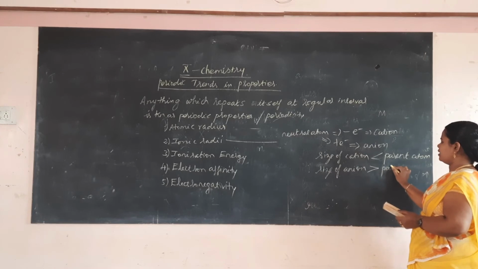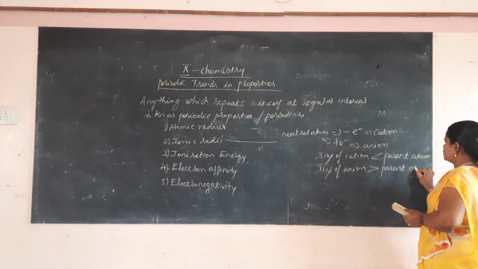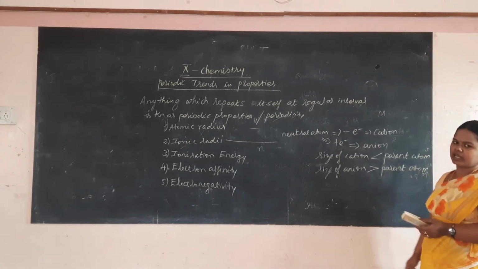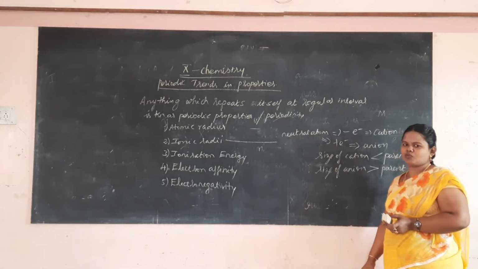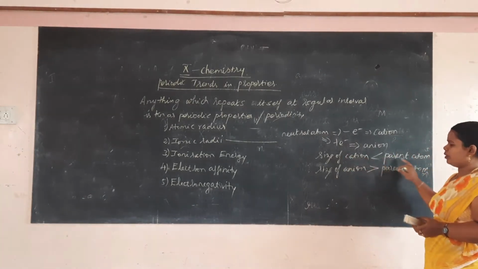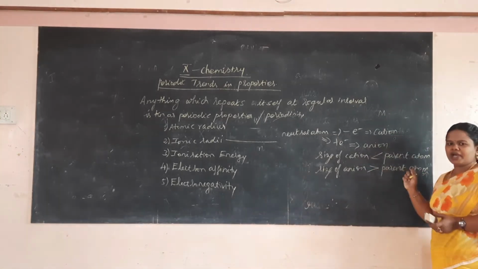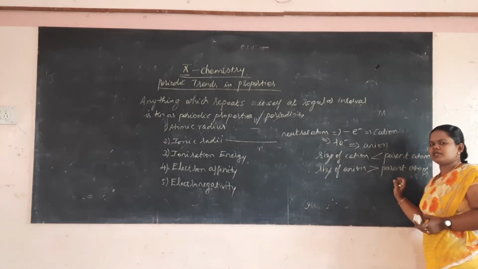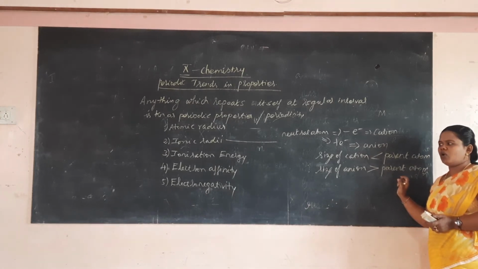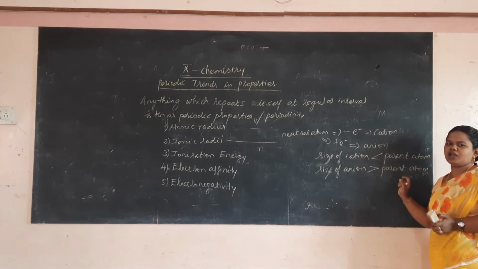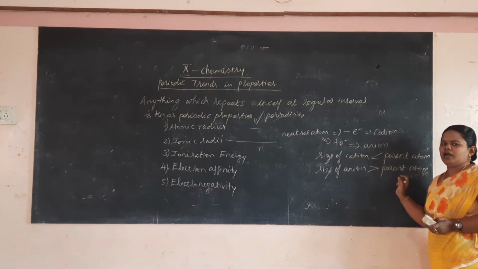The size of anion will be greater than the parent atom. This you have to remember. So whenever an atom loses or gains an electron, cation and anion are formed, and the size of the cation will be lesser than the parent atom, and the size of the anion will be greater than the parent atom. Then what about the periodic trend? What happens to the ionic radii along the period and along the group?